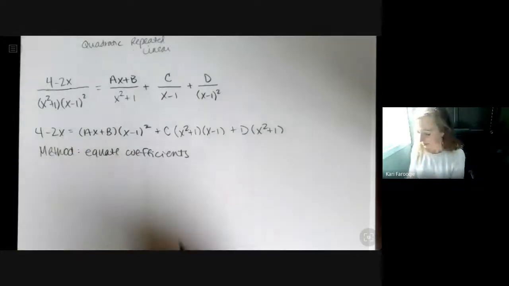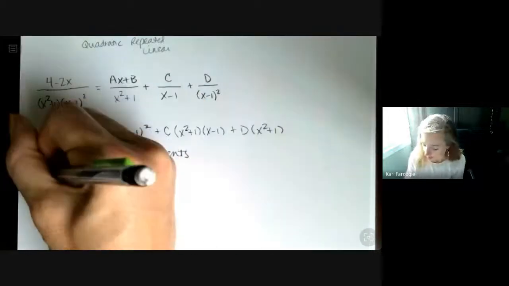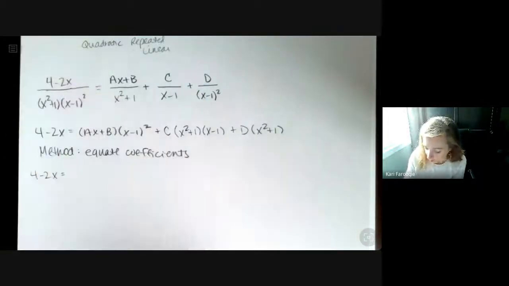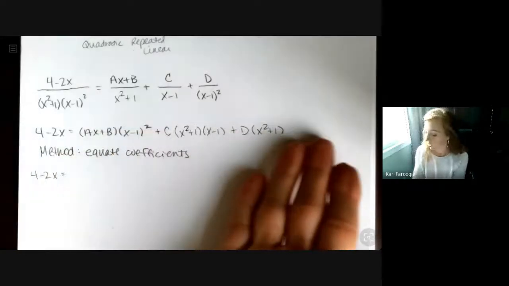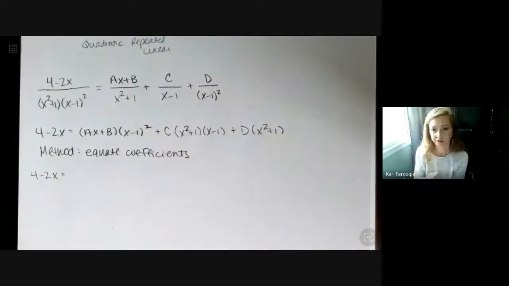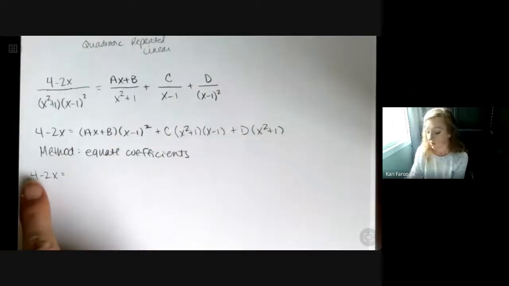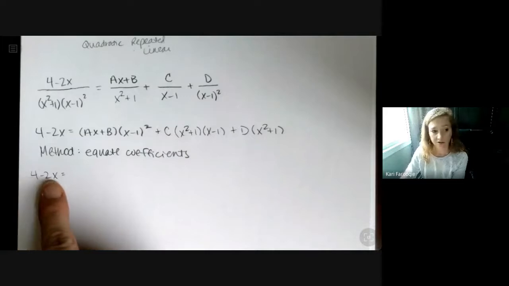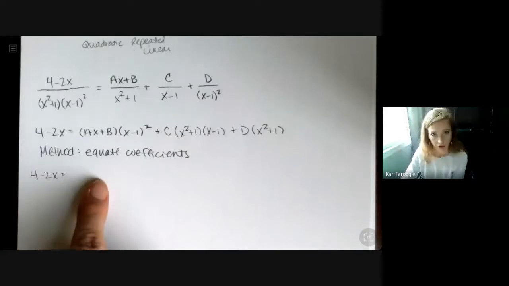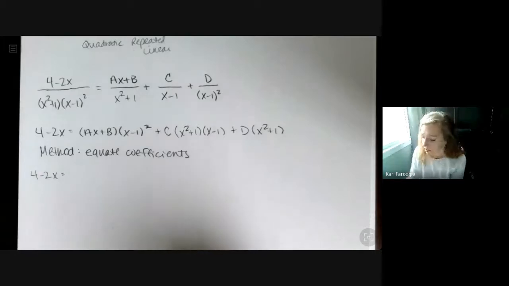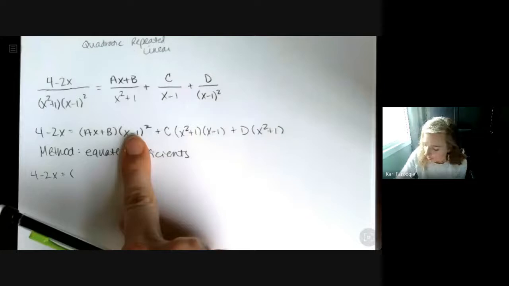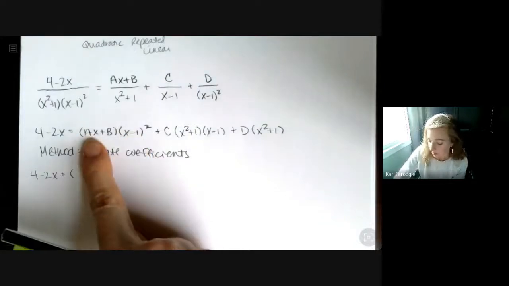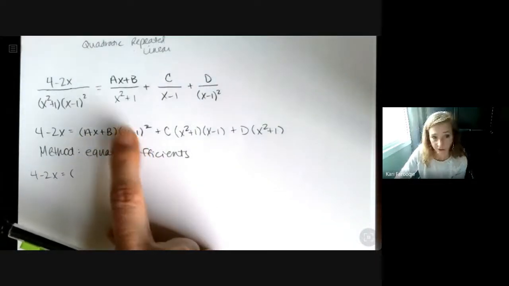Okay, so what I'm going to do is keep the 4 minus 2x on the left. And on the right-hand side, we're going to expand this out. I know that so far I've said don't expand, leave everything factored. But to equate coefficients, we're going to have to be able to equate the constants, the linears, the quadratics, and so on. So you're going to have to be very careful with your work. I'm going to first square this quantity. I can't multiply ax plus b into x minus 1 until I square it.